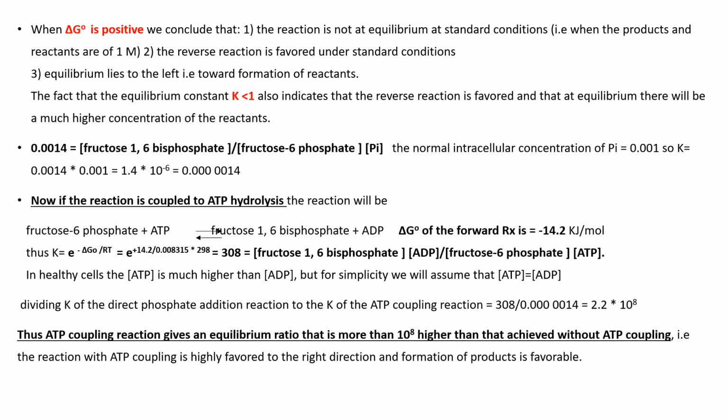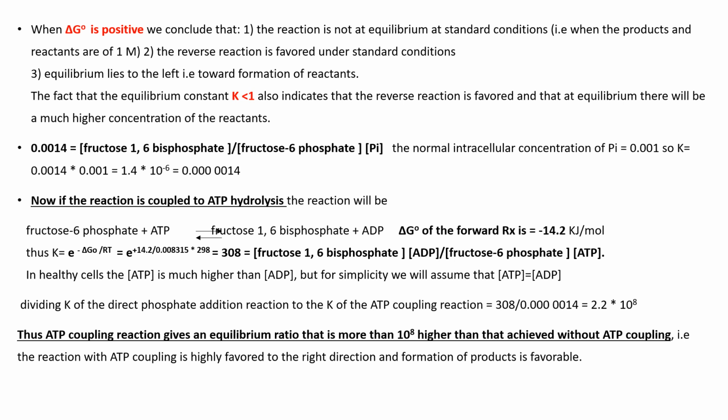Now, if the reaction is coupled to ATP hydrolysis, the reaction will be as we already wrote: fructose 6-phosphate plus ATP gives fructose 1,6-bisphosphate plus ADP, and the delta G naught of the forward reaction is minus 15.2. Thus we calculate the equilibrium constant, and it will be 308. This 308 equals the concentration of the products divided by the concentration of the reactants.